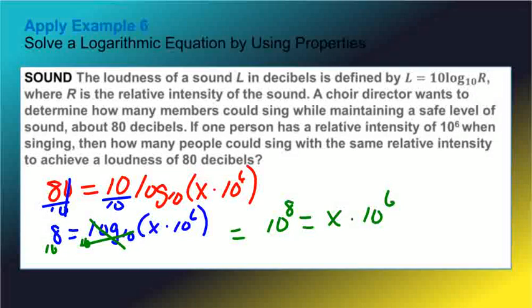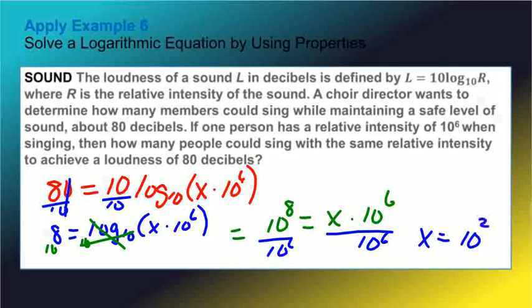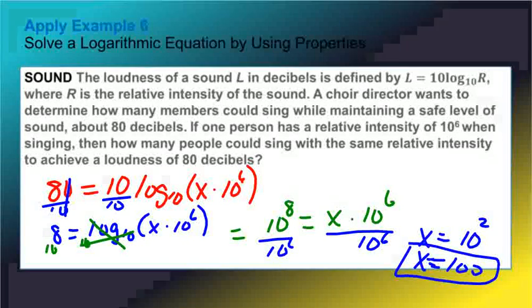To get x by itself, I divide by 10 to the 6th on both sides. That will leave us with, when we divide like bases, we subtract the exponents. So this would be 10 to the 2nd power, and 10 to the 2nd power would equal 100. So that would be 100 choir members.